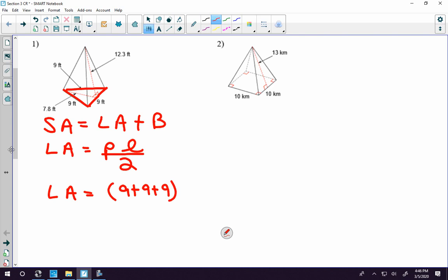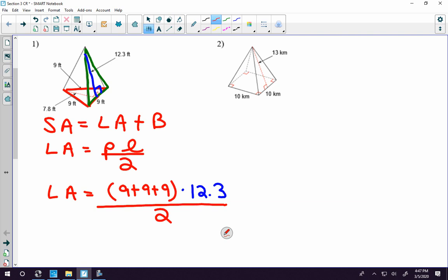Well, the slant height is actually, if we take one of the faces of the pyramid, which I just highlighted in green, the altitude of that green triangle. So the slant height is the altitude of one of the lateral face triangles. I highlighted the slant height in blue. The slant height is 12.3 feet. So now we're going to take 9 plus 9 plus 9 times the slant height, which is 12.3, and then divide that by 2.